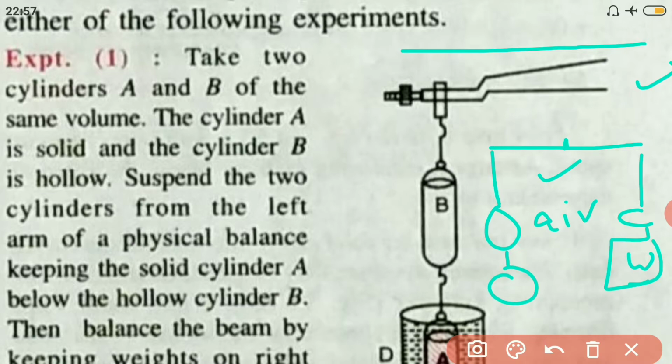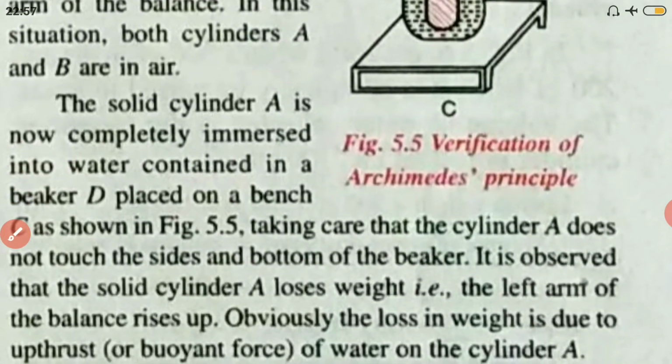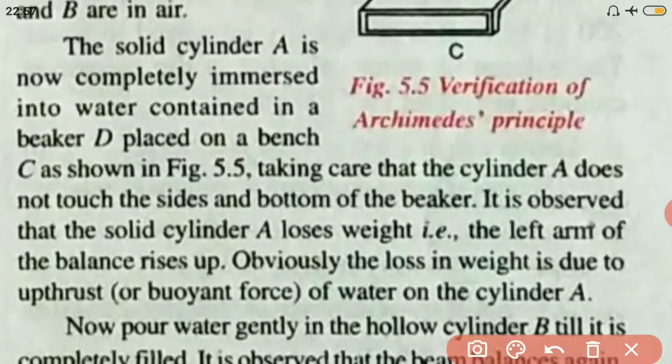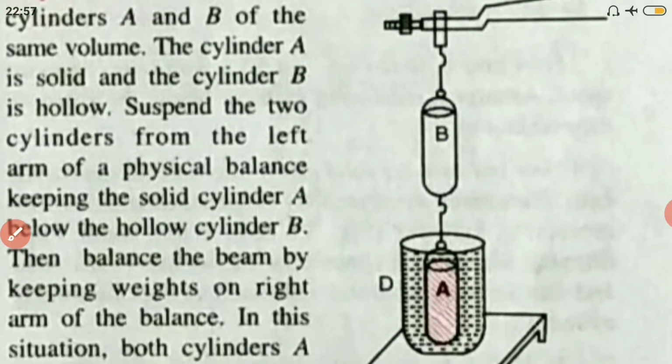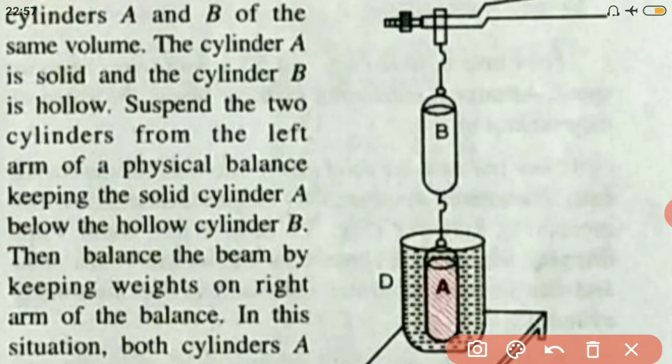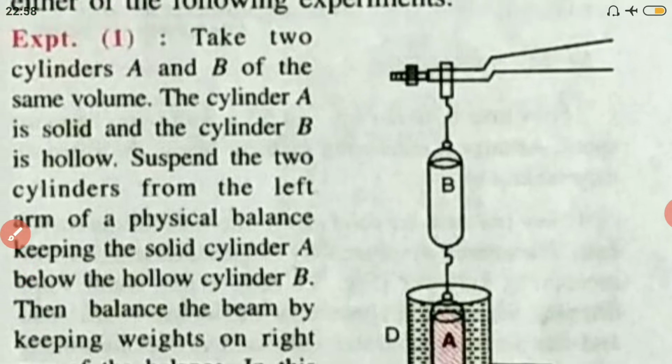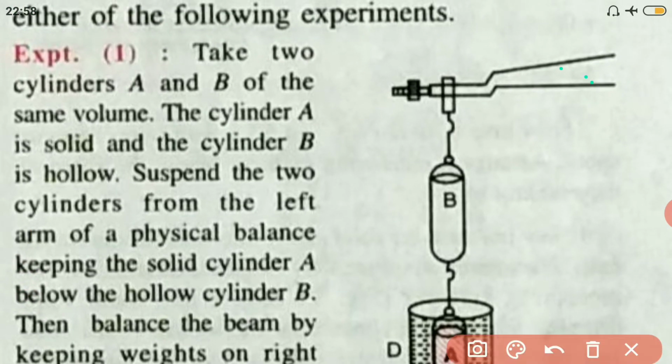But suppose I change the scenario. The solid cylinder A is now completely immersed in water contained in a beaker D placed on a bench, as shown in the figure. Now this situation occurs, right? Under this situation, A will be feeling upthrust, because of which the beam balance left arm will slightly rise, because on the other side there is weight.